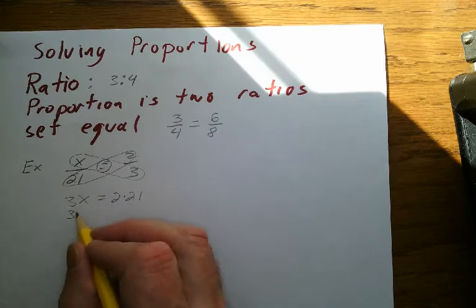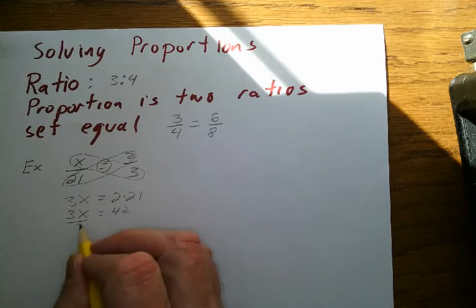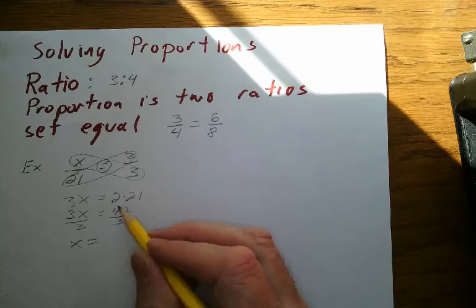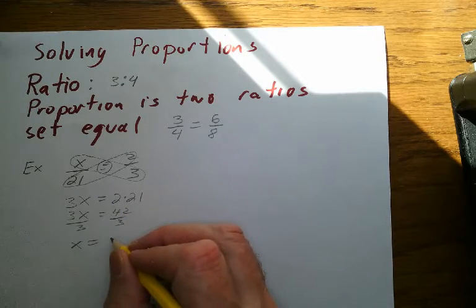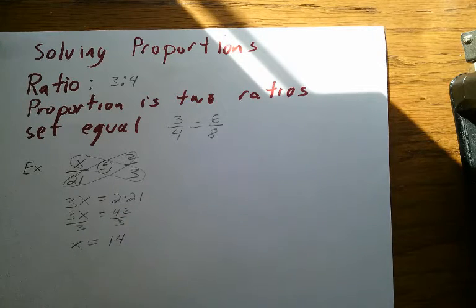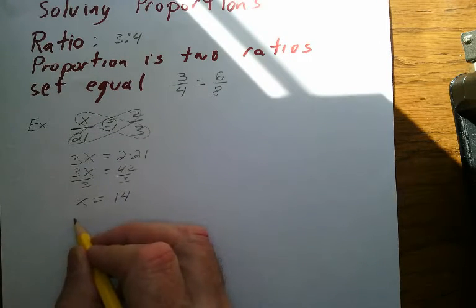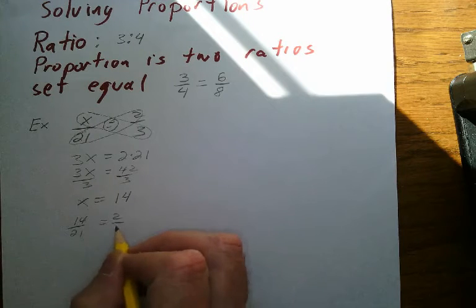So we're going to now solve this. 2 times 21 is 42. Divide by 3, and you get x is equal to, well, how many times does 3 go into 42? 3 goes into 42 14 times. So our proportion now becomes 14 over 21 is equal to 2 over 3.